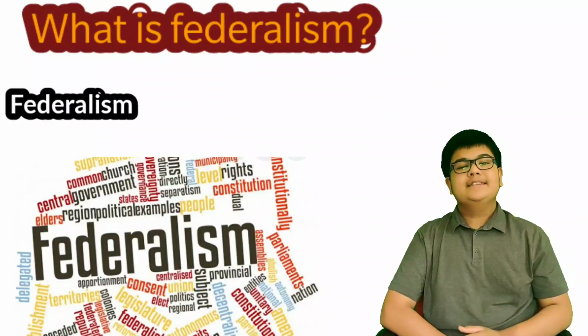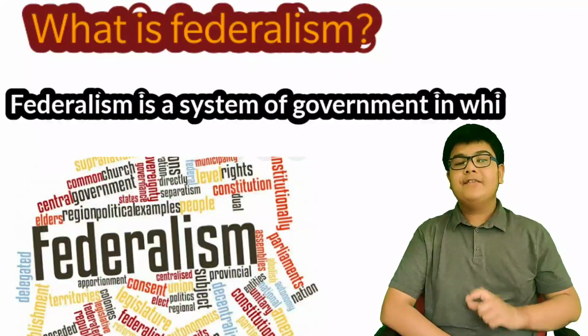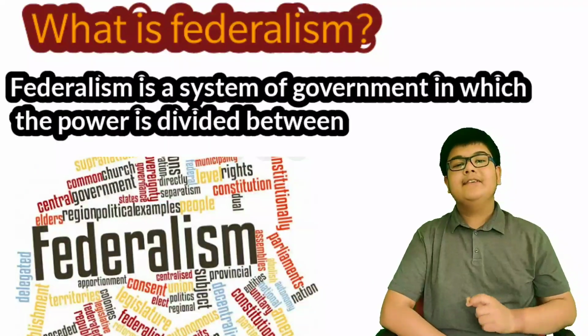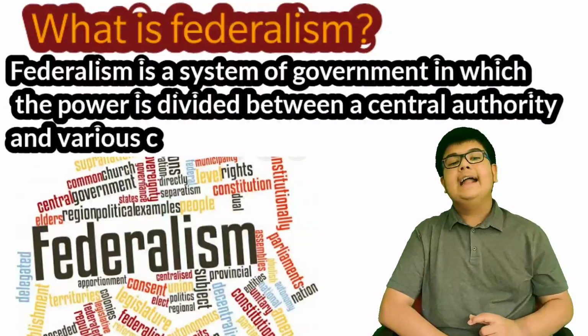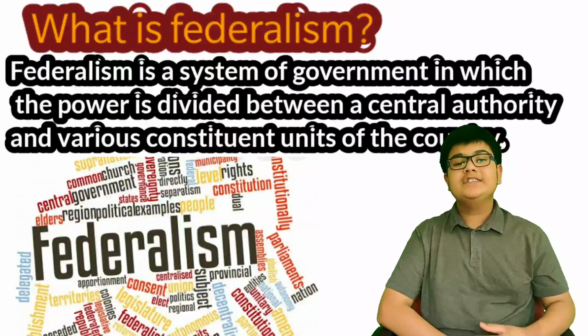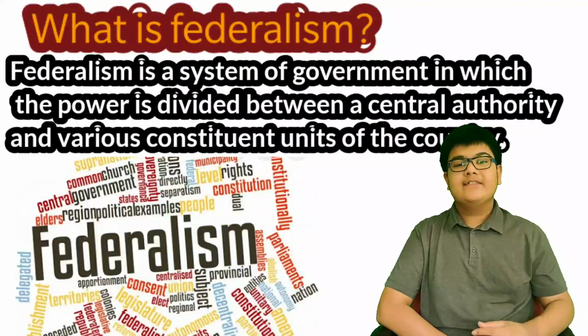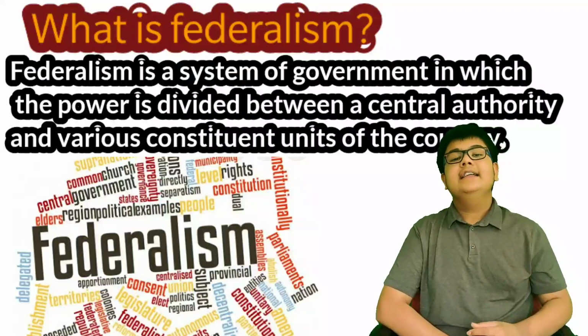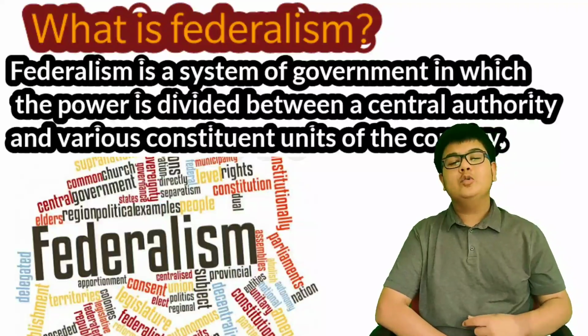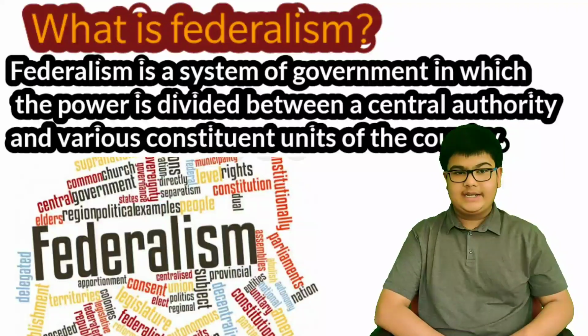So federalism is a system of government in which the power is divided between a central authority and various constituent units of the country. So in simple language, federalism means that there should be two or more than two levels of government in the country.